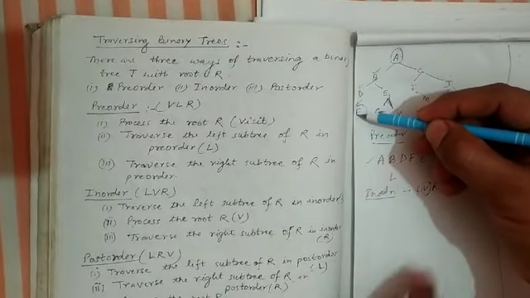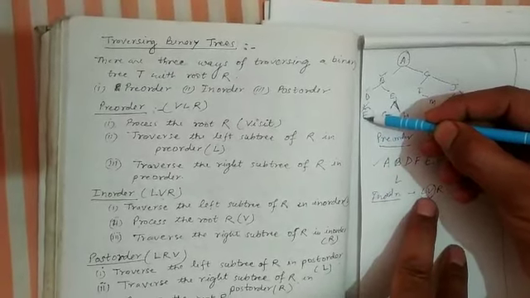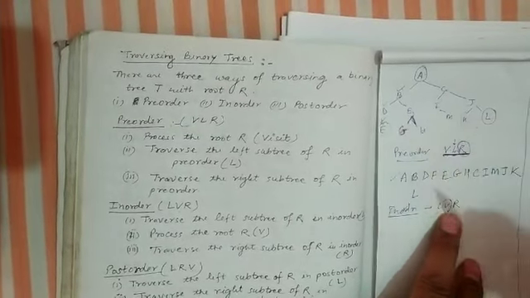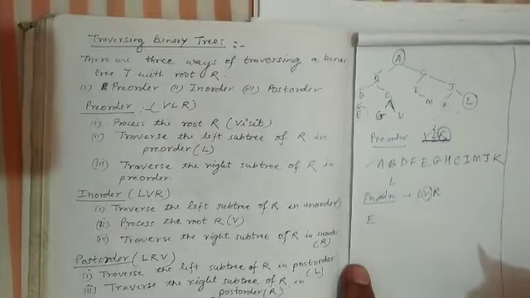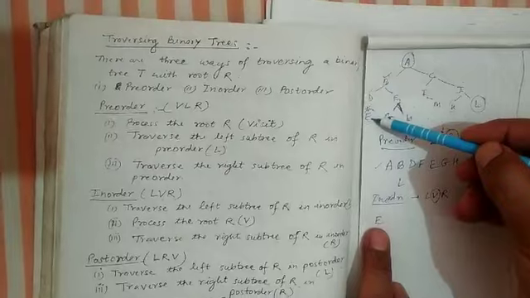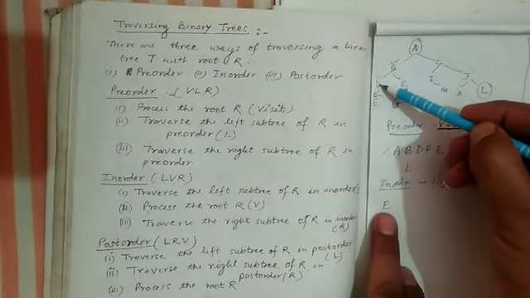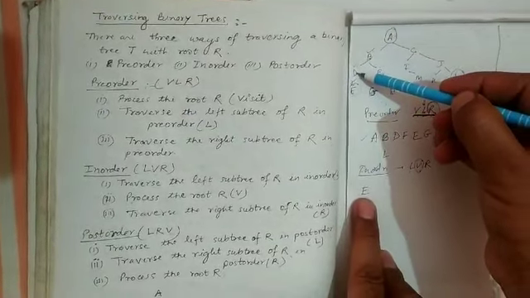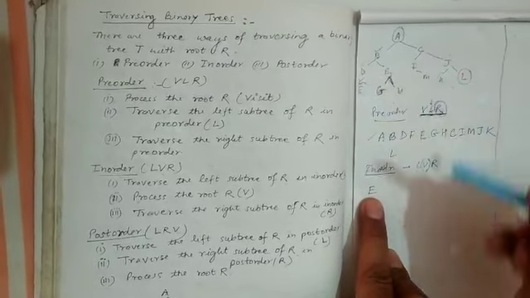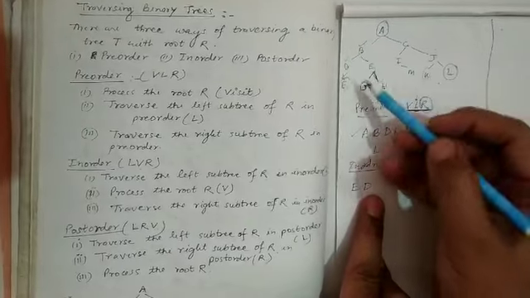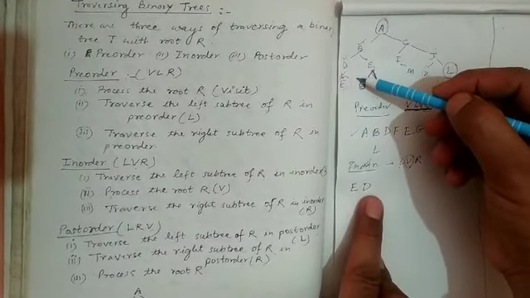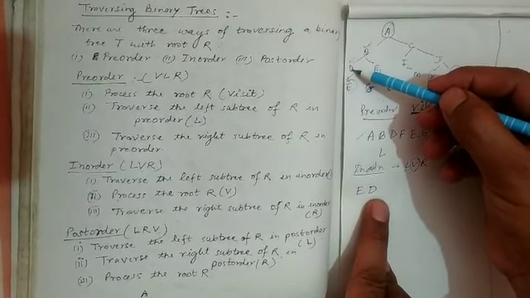Then the second part of LVR: you have completed L, so the second part is V. So visit the node, so E will be visited here. Now move right. There is no right, so LVR is completed for it. Now come back to this node. L is completed, but V and R are remaining. So the second part is V, means visit the node. So D will be visited. Again R is remaining, so move right, no right child. So LVR is completed for D.